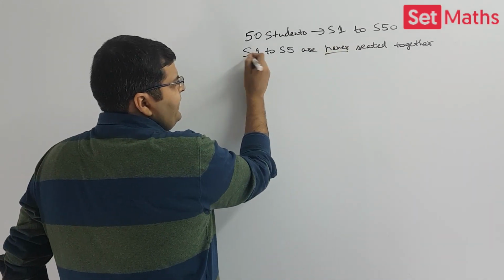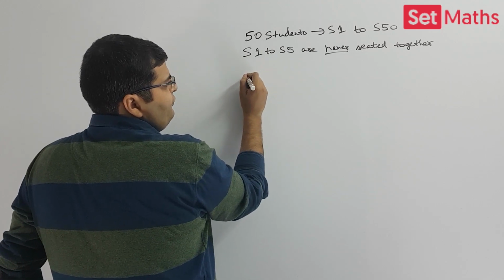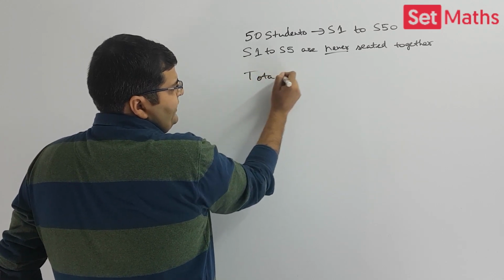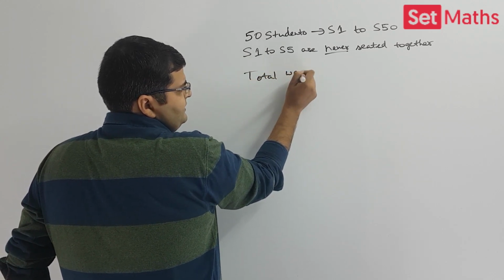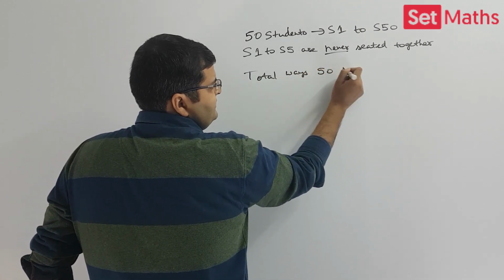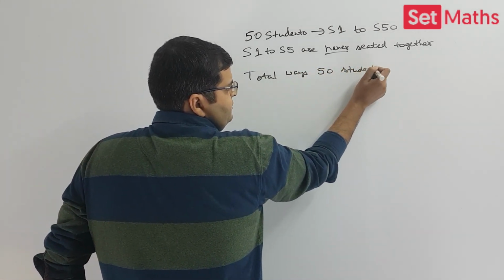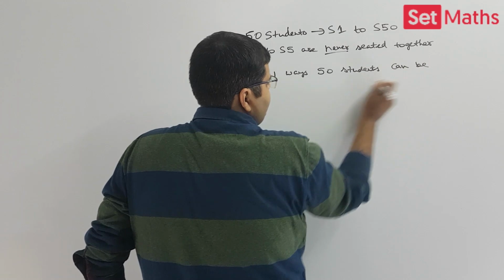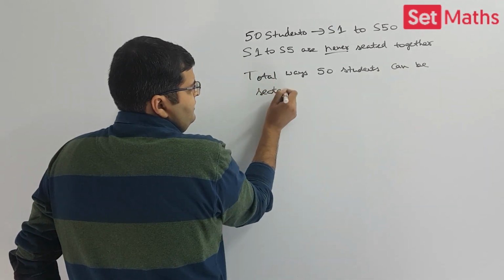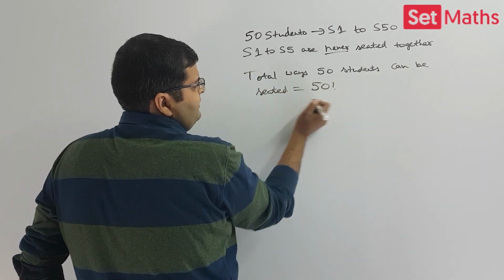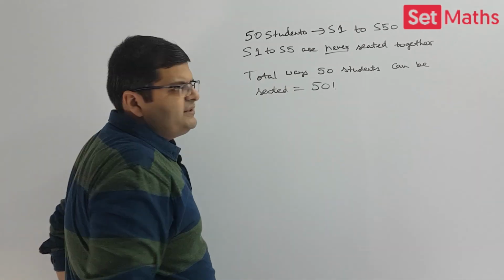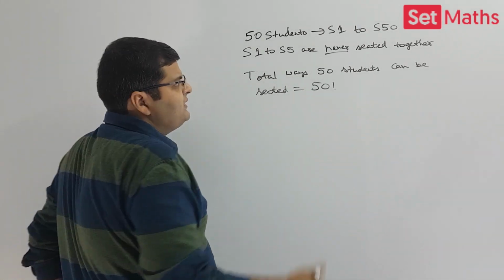Alright, so if you look at it, the total number of ways the 50 students can be seated is equal to 50 factorial. 50 students can be seated on 50 chairs in 50 factorial ways.